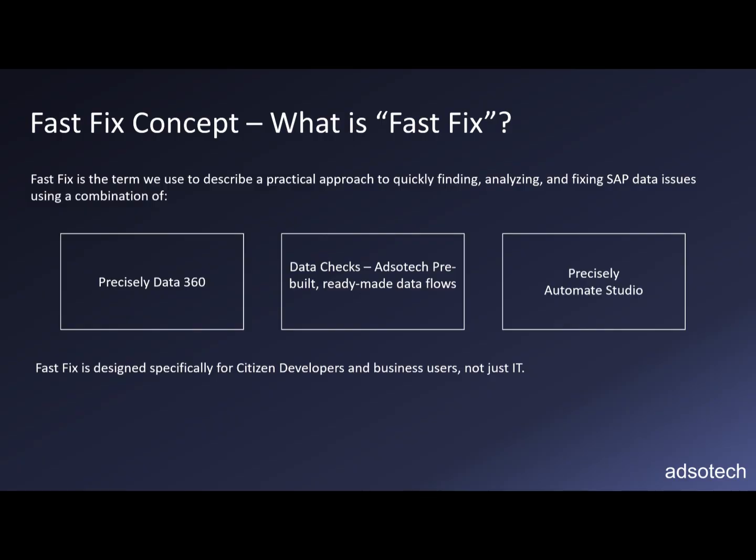Fast Fix is not a single product, it's a concept built from three parts. Precisely Data 360, used to extract and analyze SAP data. Pre-built Fast Fix data checks from Adsotech, designed to identify missing, incorrect, or inconsistent data. And Precisely Automate Studio, used to safely update SAP data using Excel. The idea is simple. Find the problem, understand the pattern, and fix the data fast.